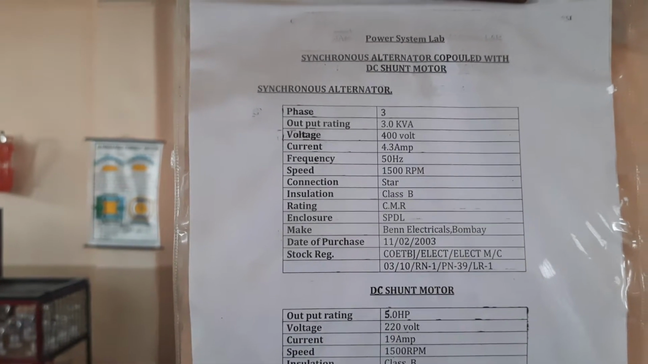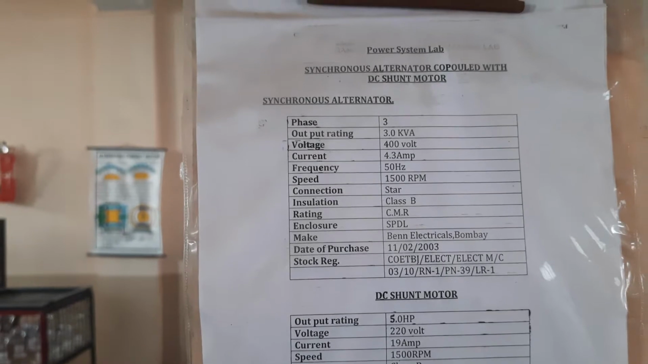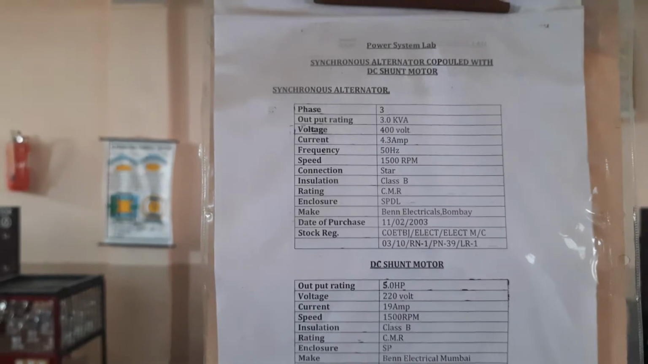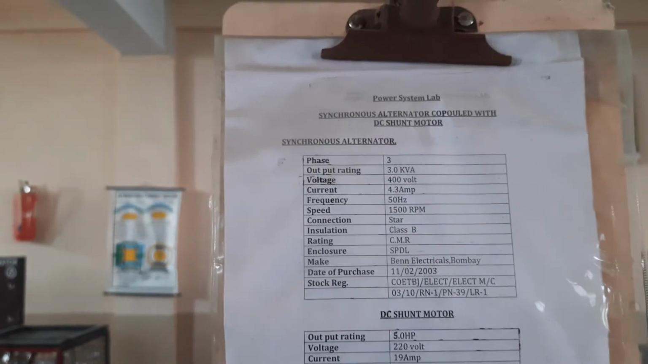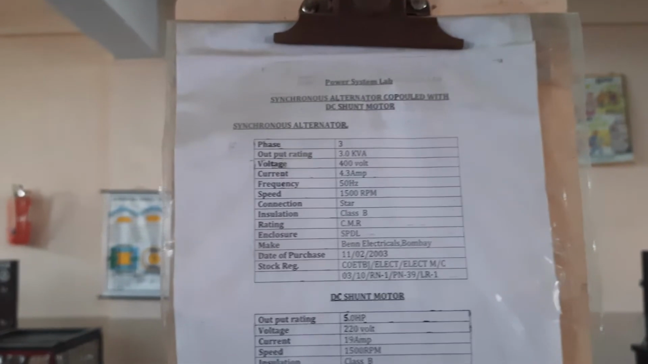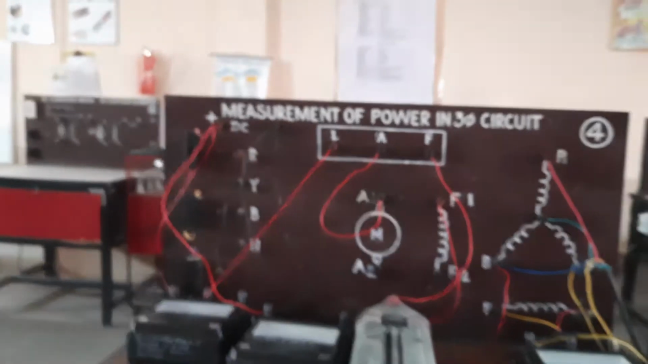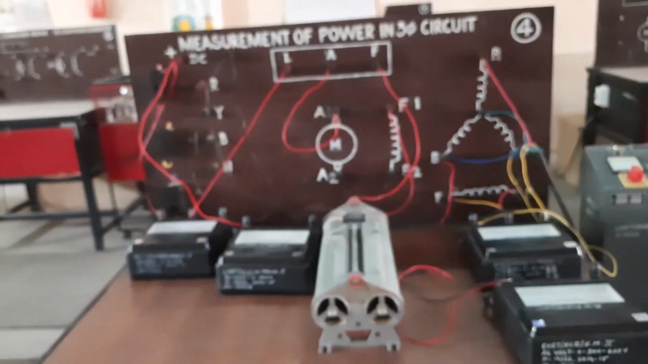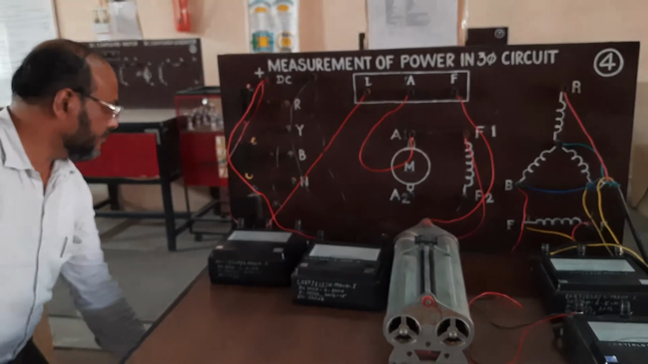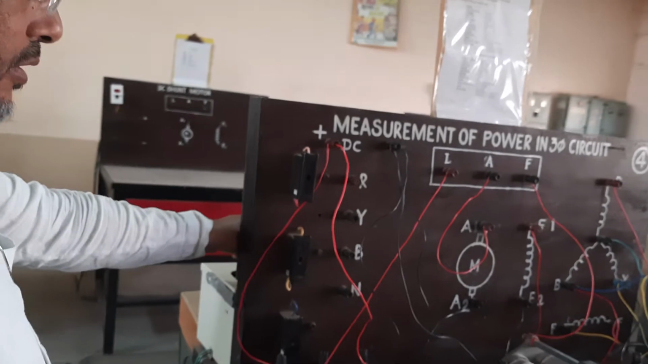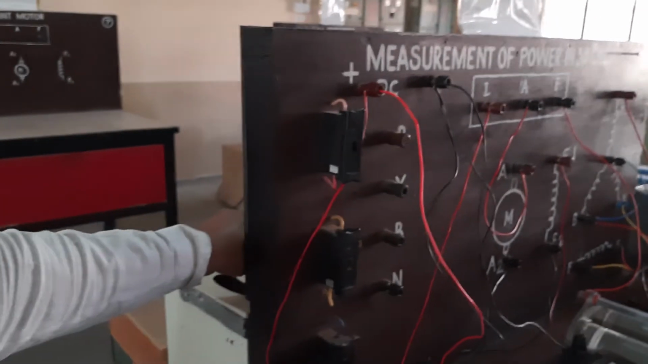This is the synchronous alternator specification. Output rating is 3 kVA, voltage is 400, current is 4.3 ampere, 50 Hz, 1500 RPM, star connected. So we have to bring the DC motor speed up to the 1500 RPM synchronous speed, and the current should not go beyond 4.3 ampere for the alternator. Now we will switch on the DC supply for the prime mover, ensuring that the starter is at zero before starting the DC motor.